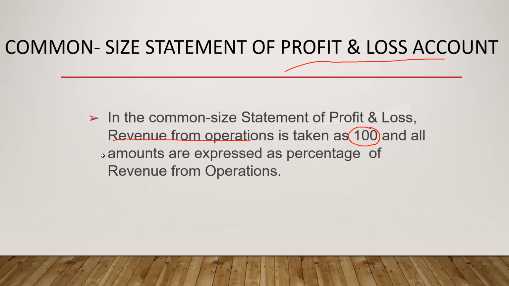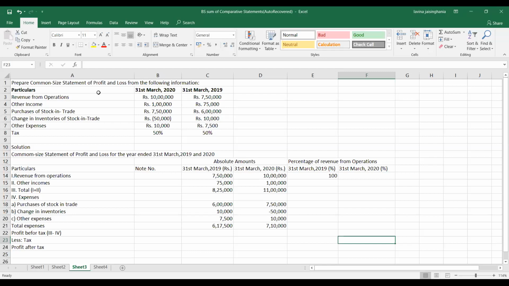In this question, it is saying prepare a common size statement of profit and loss account from the following information. Same as we have done in the comparative statement, data is given to us and here we have to first prepare the P&L statement. So I have already prepared a P&L statement. I have written the items in a sequence as we have done already, like revenue from operation, then other incomes, adding both of them, and then total expenses.